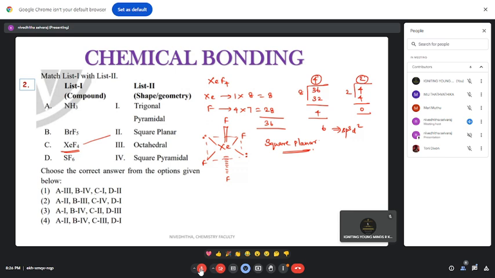Okay. Finally, SF6. So we'll work out together. Please answer my questions. Here, the central atom is sulfur. So how many sulfur atoms are there? Only one. So what is the valence electron of sulfur? 6. Sulfur is in 16th group. Very good. So what is the valence electron of fluorine?